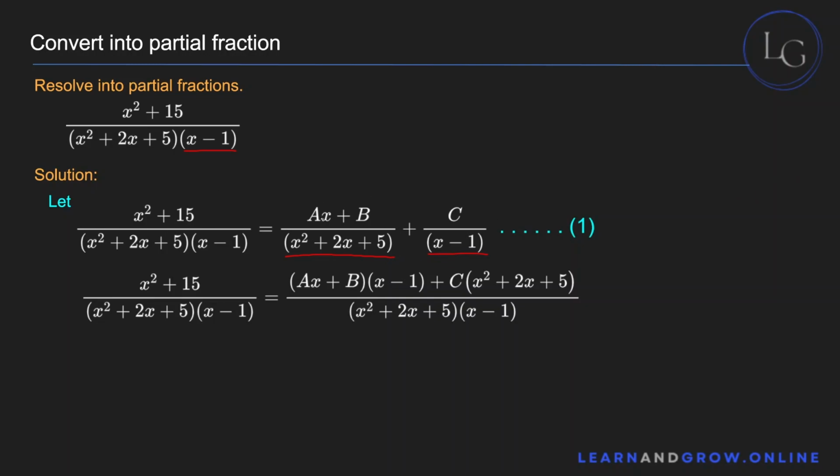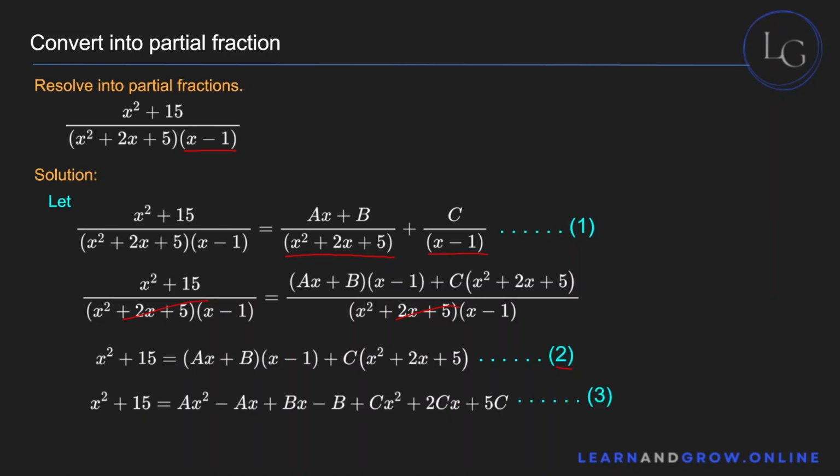So you'll take the LCM on the right hand side. So ax plus b will be multiplied with x minus 1, c will be multiplied with x squared plus 2x plus 5. And so now you have the denominators equal to each other. You'll cancel out the denominators, and then you'll equate the numerators to each other. And that's where you get this equation number 2. Now, after expanding in calculation, this is the final equation, which is equation number 3.